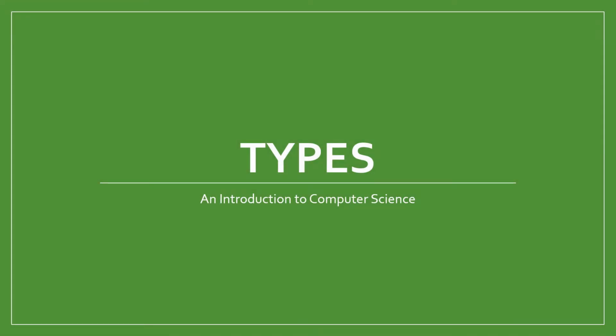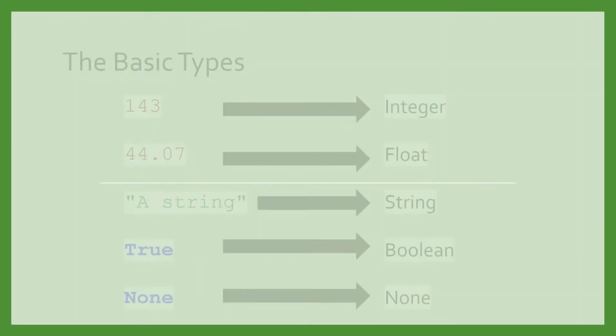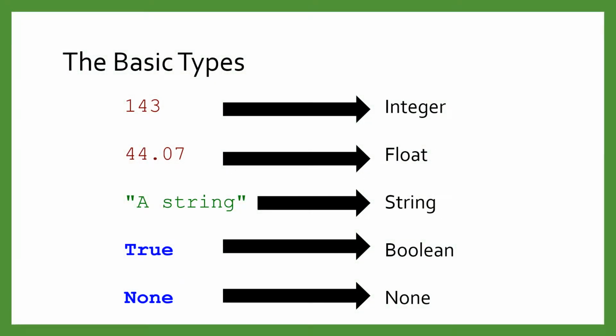Let's learn about types. All values in Python have a type. The 5 basic types are integer, float, string, boolean, and none. There are many other types you will learn about later.